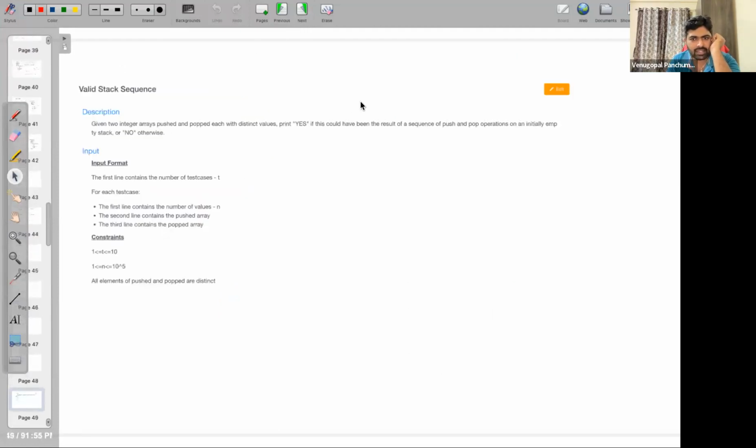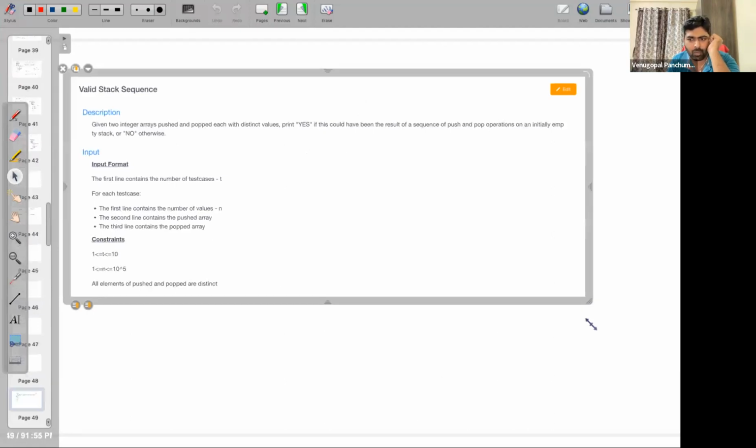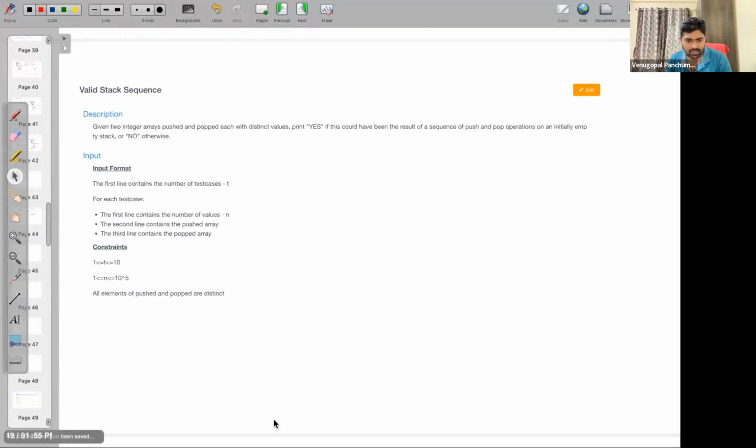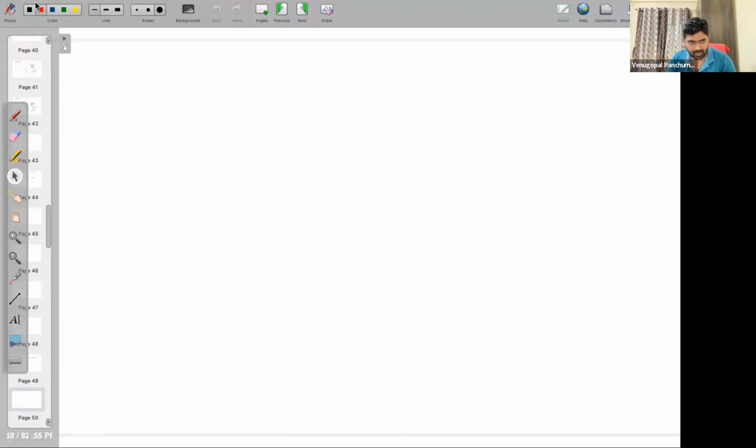This question, valid stack sequence. I'll discuss this in tomorrow's class, I'll discuss that definitely. I mean, day after tomorrow. So did you remember this question, valid stack sequence? Right. So I'm going to give some stack permutations. Based on that, you need to tell whether it's yes or no.